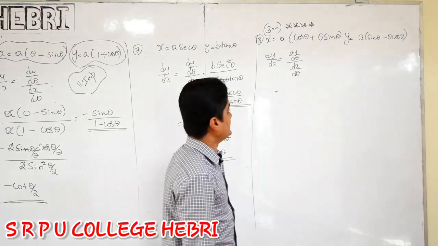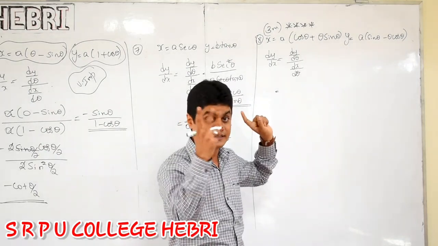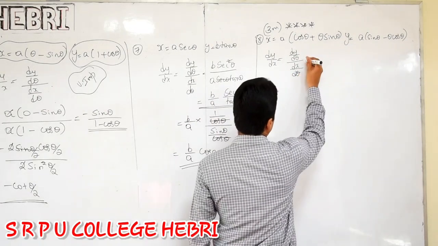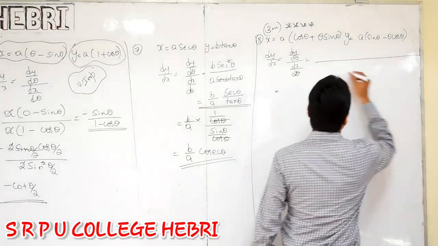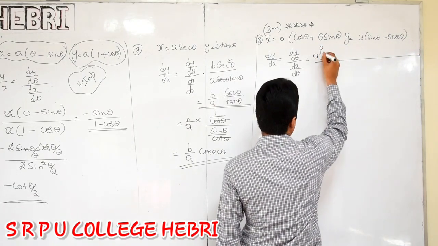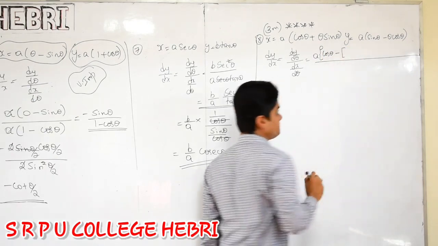For dy by d theta, remember which one to differentiate first. Always you are going to differentiate the second component, not the first one. Why? Tell me, what is dy by d theta? I'll write here. a is a constant. Sin theta differentiation is cos theta. Since minus is there, put 1 bracket.